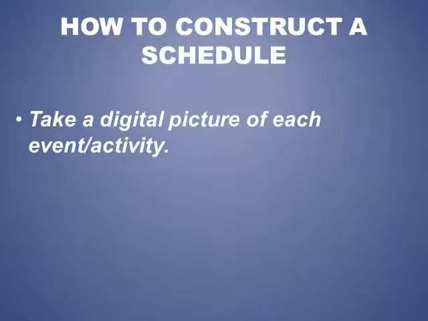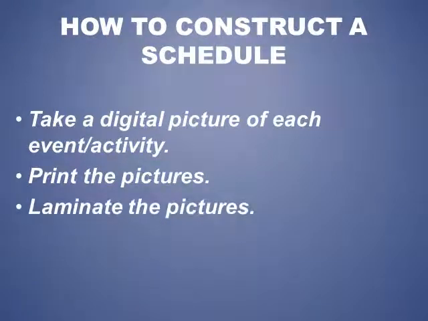Continuing to talk about how to construct a visual schedule. Next, you want to take a digital camera and take a picture of every event or activity that you've identified. After that, you want to print those pictures out. Find yourself a laminating machine. A lot of times at Home Depot, Office Depot or Office Max, if you work in a school district, they typically have laminating machines there. A lot of times your church will have a laminating machine.